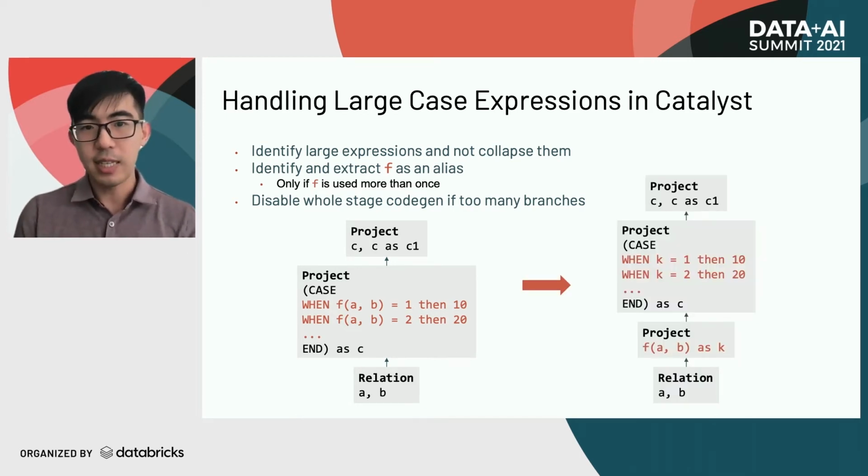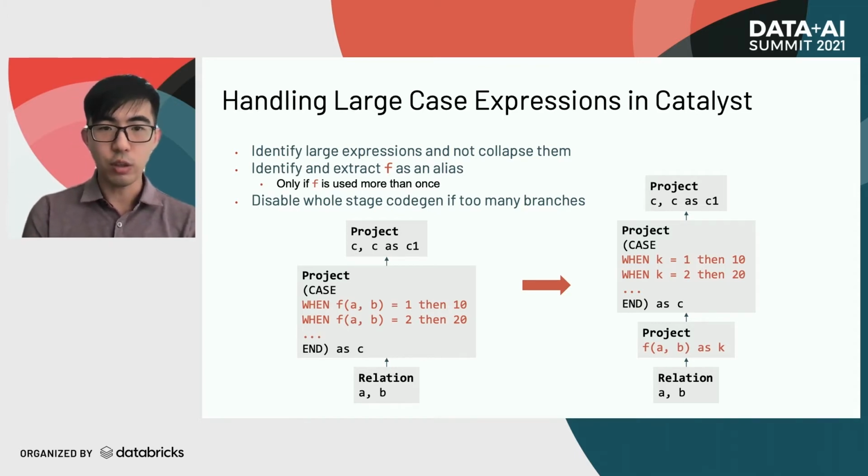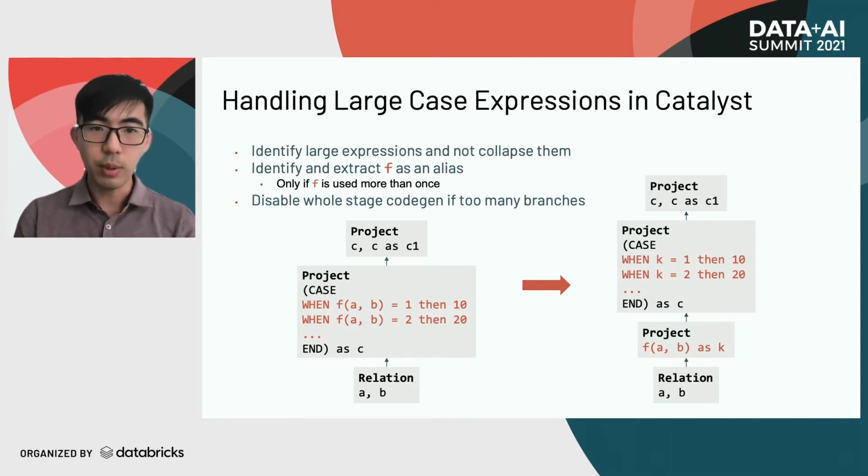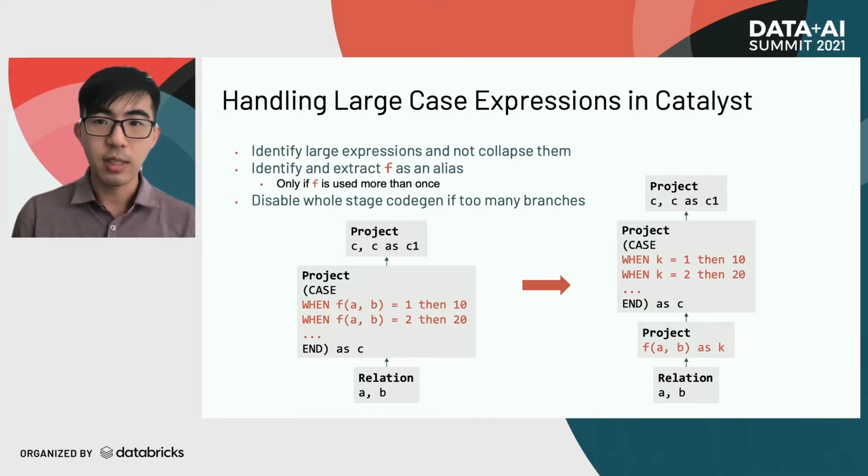Just with the same example, what we do then is we take F, which is used in multiple places, and we put them into its separate project operator. And we'll create an alias called K, which we reference here later on.